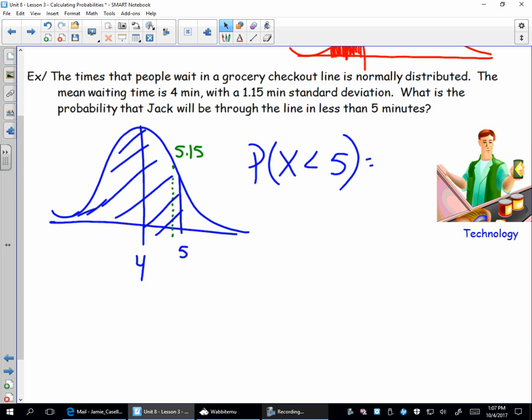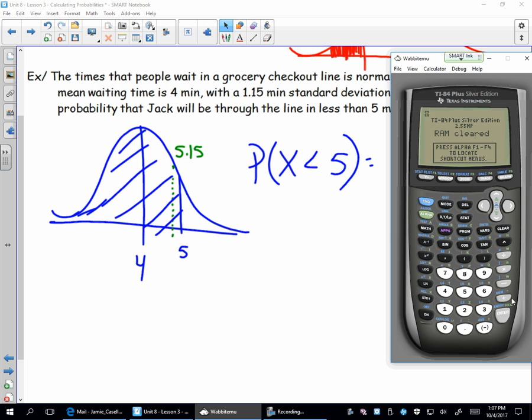Graphing calculator. Turn it on. Clear memory like usual, second plus 712. To do a normal CDF, we're going to go to distributions, which is right here in blue above vars. So second vars. We're going to do number 2, which is a normal CDF, cumulative distributive function. You can either go down to it or press the number 2.